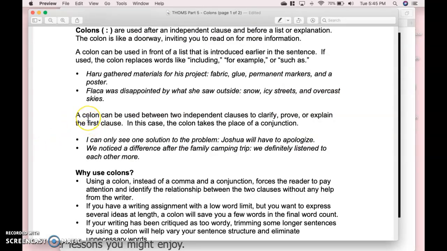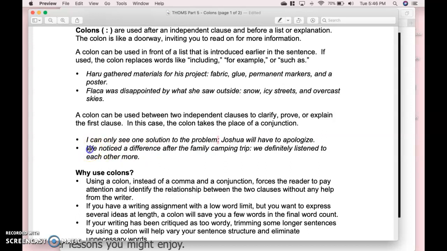So in the case of the colon, we're going to replace those words with the symbol. Let's look at the first example. I can only see one solution to the problem. Notice that that is an independent clause. That sentence can stand on its own. The second part says, Joshua will have to apologize. Again, that is also an independent clause. That is a complete sentence and can stand on its own. In this situation, we are explaining more information. So they're going to use the colon here instead of a period. I can only see one solution to the problem, colon, Joshua will have to apologize.